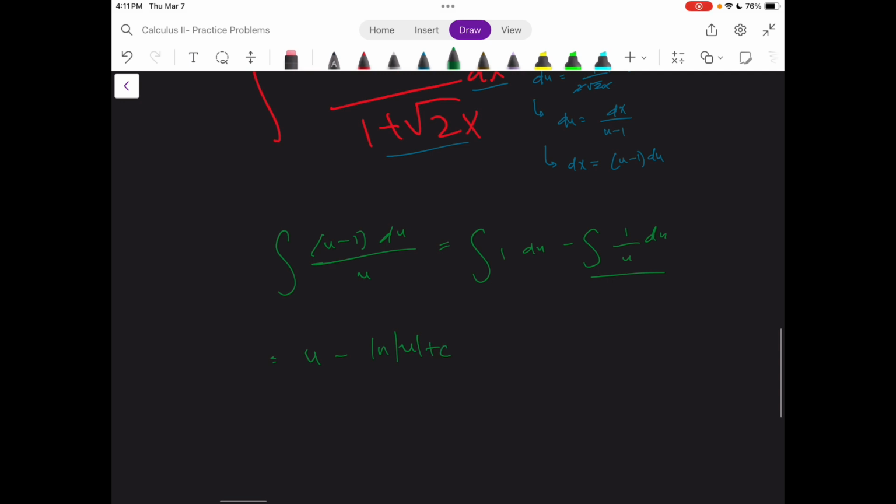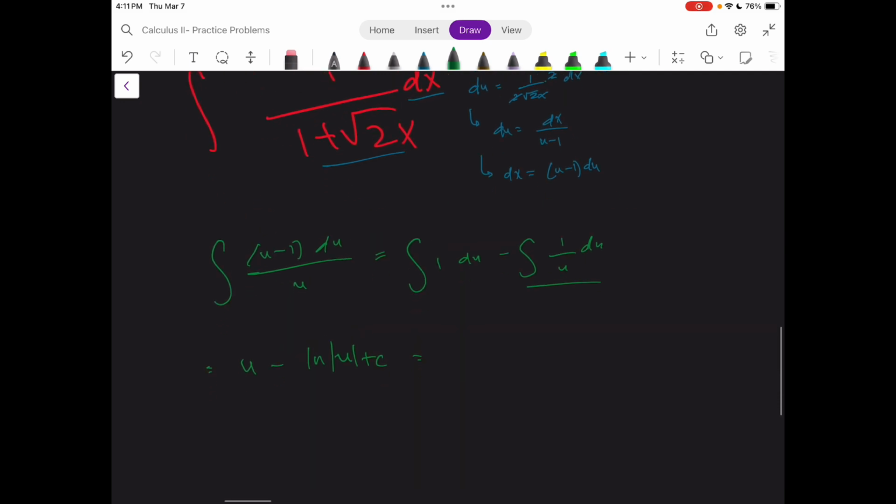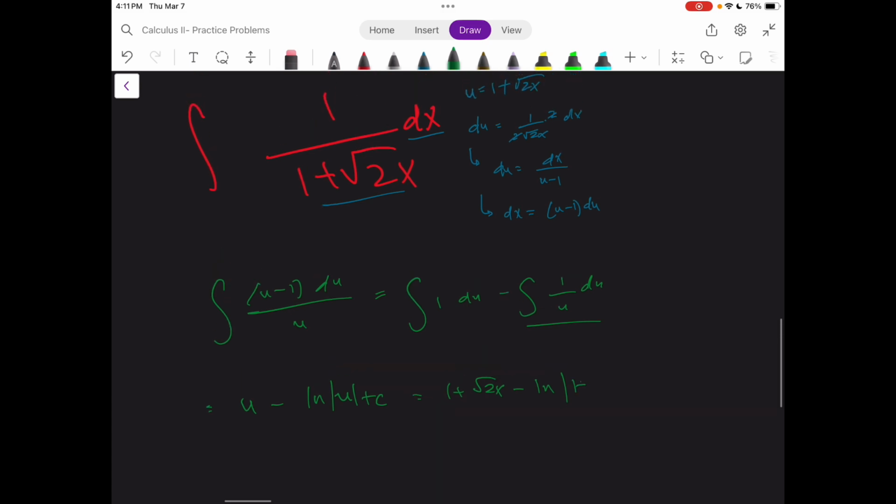And of course we have that plus c. Finally, we're just going to plug back in our function of u, which was 1 plus the square root of 2x minus the natural log of the absolute value of 1 plus square root of 2x plus c. So this is our final answer.